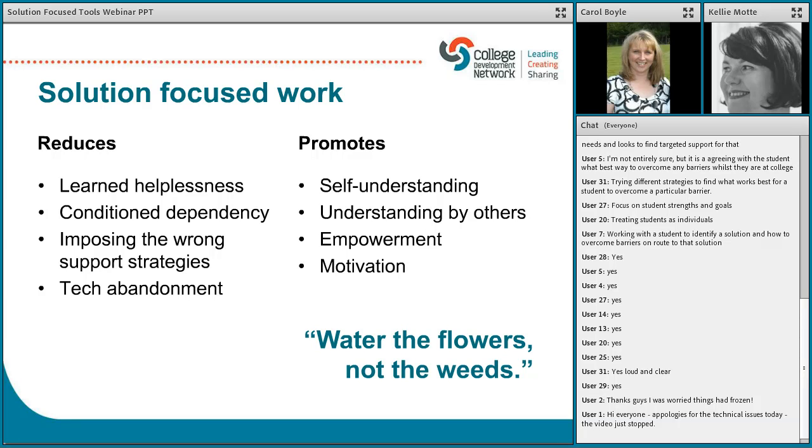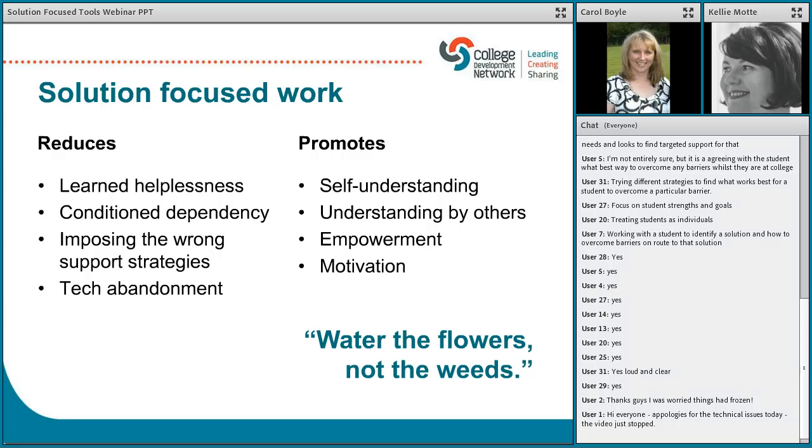Okay, so some of the benefits is that solution-focused work reduces things like, you might have come across it, learned helplessness and conditioned dependency. That's where someone has a feeling of hopelessness, often due to experiences of failure in the past, or with conditioned dependency of other people always doing stuff for them and having low expectations as well, where they've not been fully understood or appreciated for actually being able to do more than has been assumed.